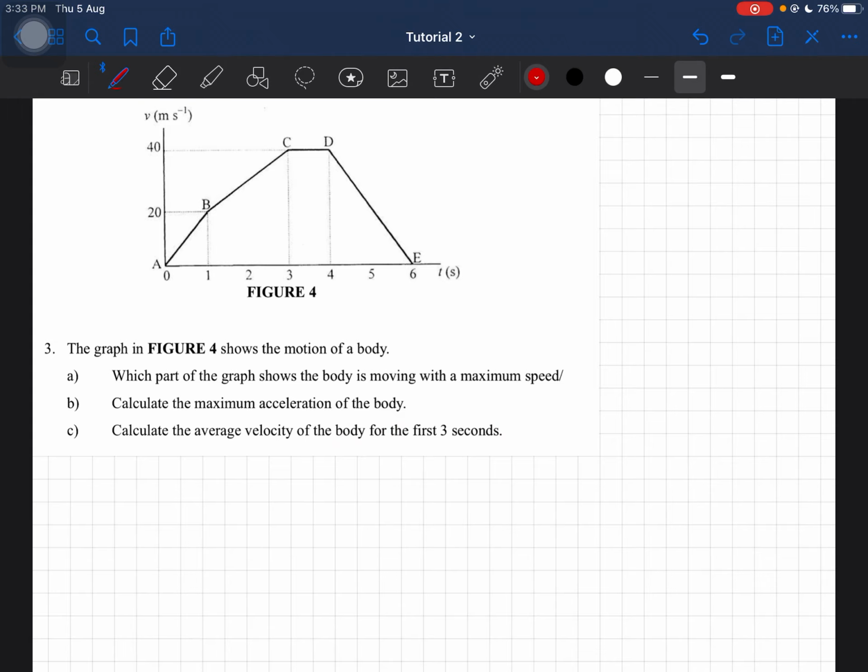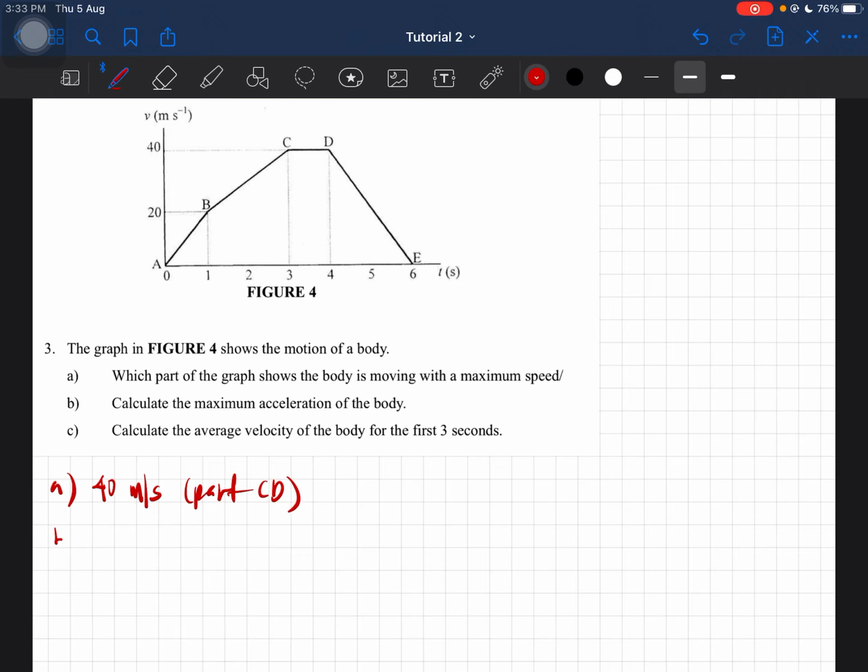Okay, so let's do question 8. Which part of the graph is showing the maximum speed? So based on that, we know that this is a graph of velocity against time. So basically, we can directly see where is the maximum speed based on the graph, which is at point C to D, which is 40 meter per seconds. So we can write 40 meter per seconds, part C, D.